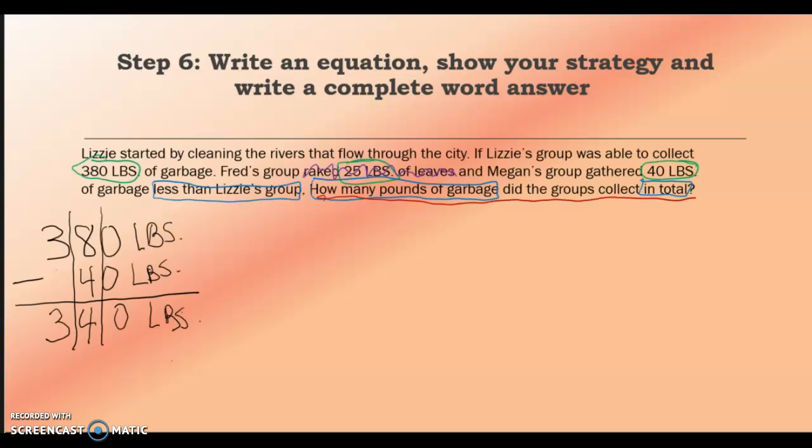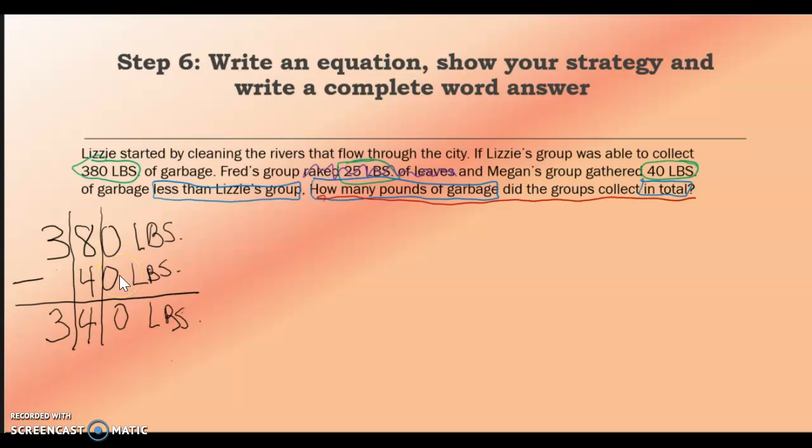First we must find out how many pounds of garbage Megan's group collected. By doing this, we must subtract 40 pounds from the 380 pounds that Lizzie's group collected because Megan's group collected 40 pounds less than Lizzie's group. Once we have done our subtraction, we come up with 380 pounds minus 40 pounds, which equals 340 pounds. That is our first step in solving our problem.